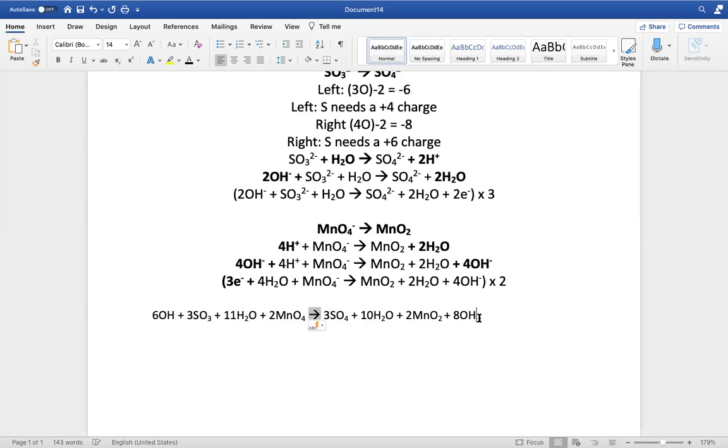And then if you did all the charges, it would be negative. SO3 is 2 negative. H2O is chargeless. MnO4 has a charge of -1. SO4 is 2 minus. H2O is chargeless. MnO4 is chargeless. Okay.